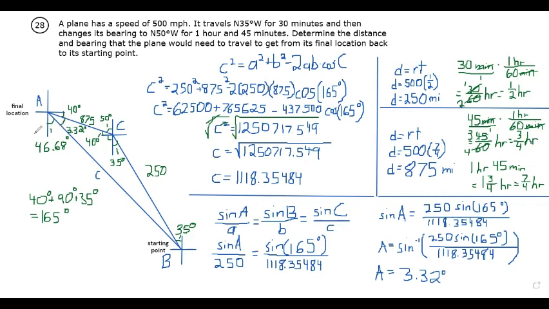And this side represents the distance that the plane would need to travel. So we can go ahead and answer that particular part of the question. So the distance is 1,118.35. And of course, if we round it to the nearest hundredth, we can stop at the 5 because the next digit is a 4, and then miles.